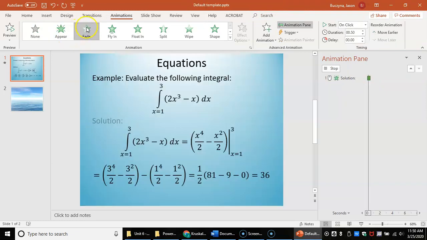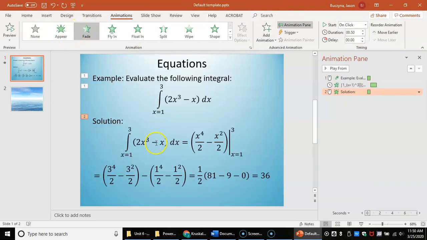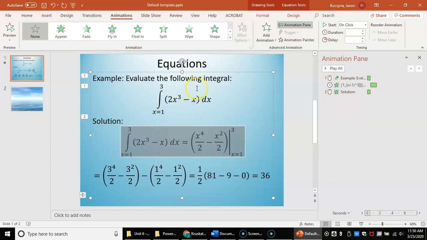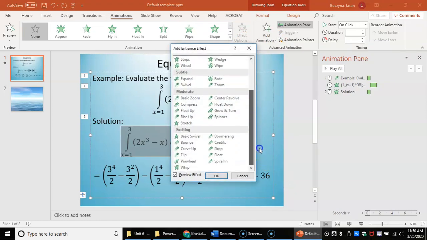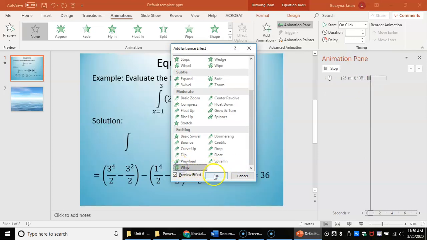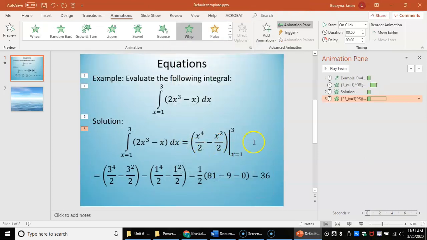I'm going to have this fade in, and, well, how about we have a cute animation here. We're going to add more entrance effects, and they have additional options here. So in this case, I'm going to have this whip in, which means that here it was a slow case, but when we actually animate it, it's going to be faster.